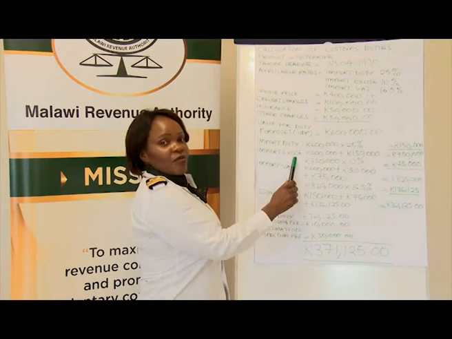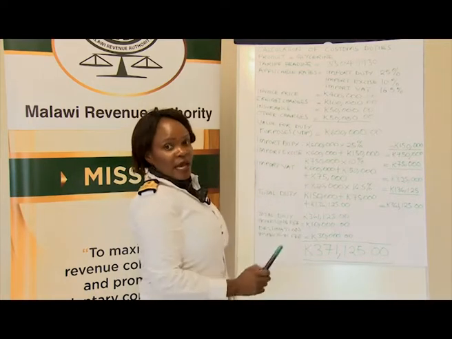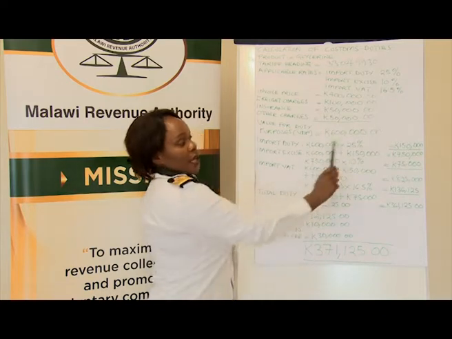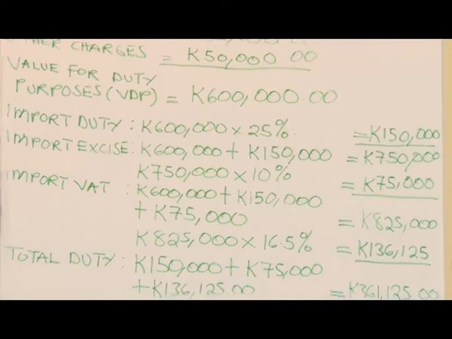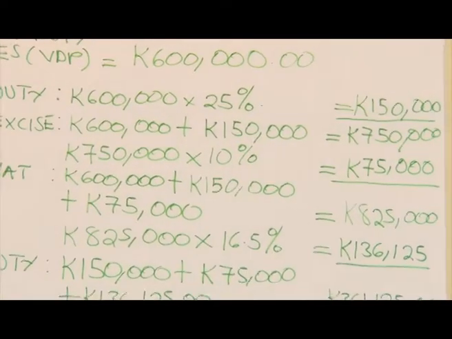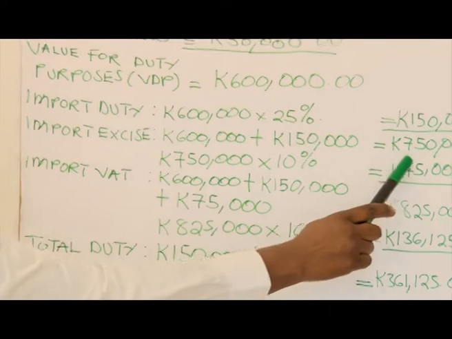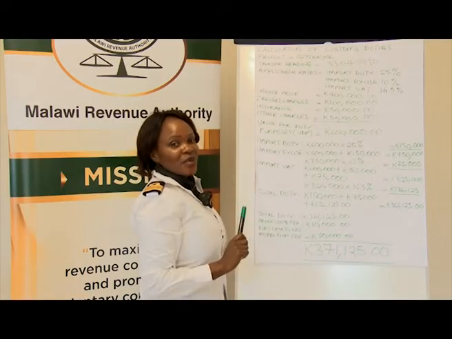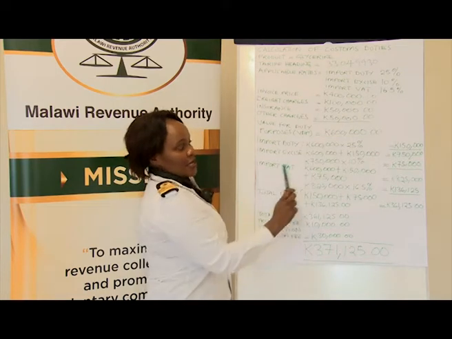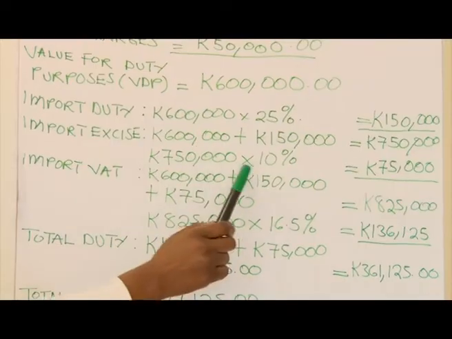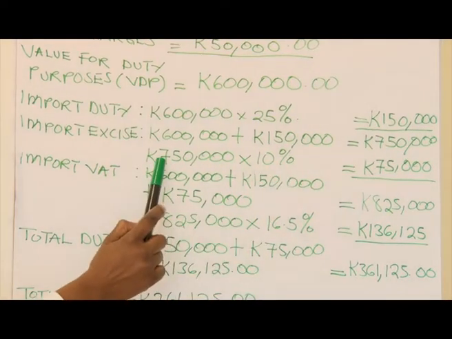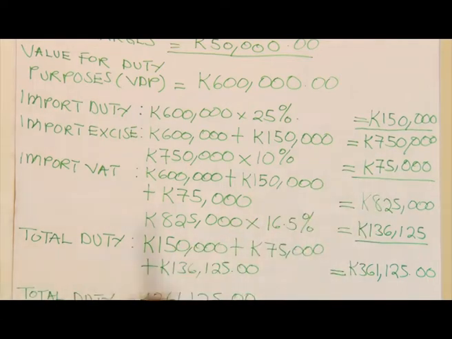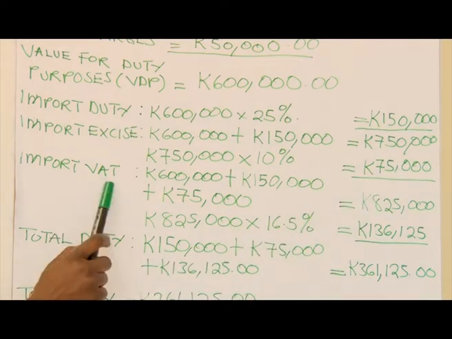Now, to calculate import excise, we add up the value for duty purposes, which was 600,000 kwacha, and then we add import duty 150,000 kwacha. It will come up to a total of 750,000 kwacha. Now 750,000 kwacha is going to be our new value for duty purposes. We calculate 10% of 750,000 kwacha. This will bring us to 75,000 kwacha. 75,000 kwacha is our import excise.